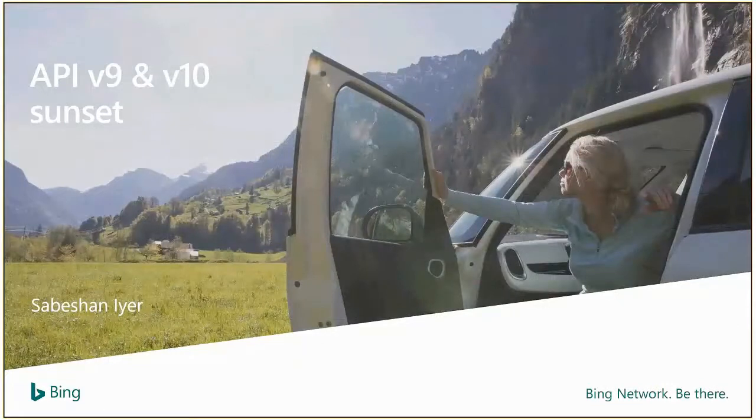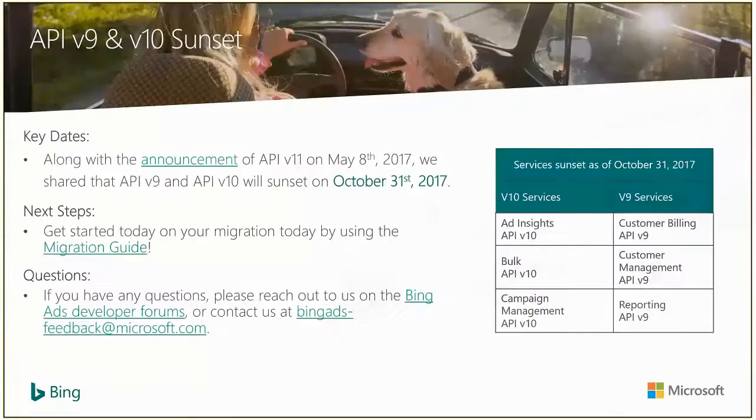So next up, I'll be providing a recap of our plans to sunset API v9 and v10. As we've announced a few times since the release of API v11 on May 8th this year, we'll be shutting down the deprecated API versions 9 and 10 on October 31st this year. Most of our customers have already migrated to v11, but if you're yet to migrate, we strongly recommend you do so as soon as possible to avoid any potential disruption.